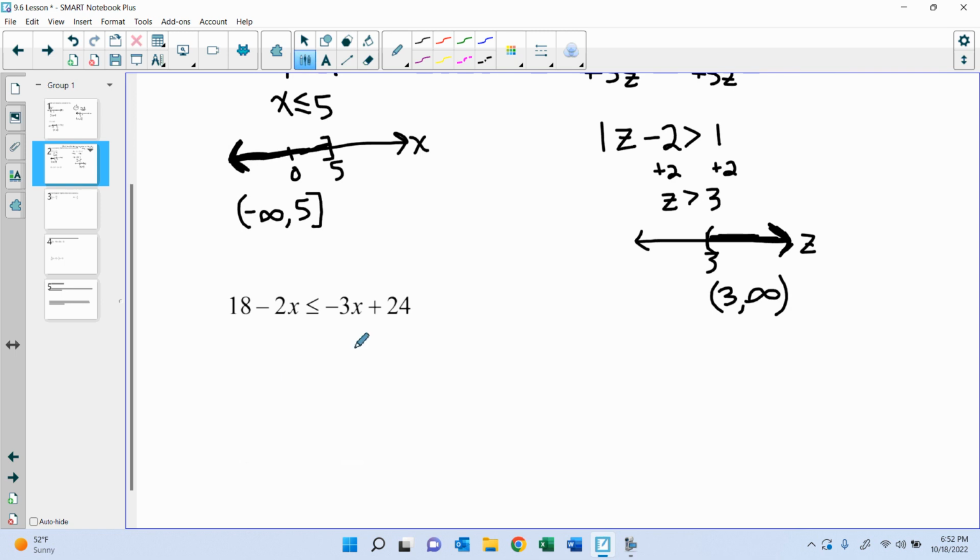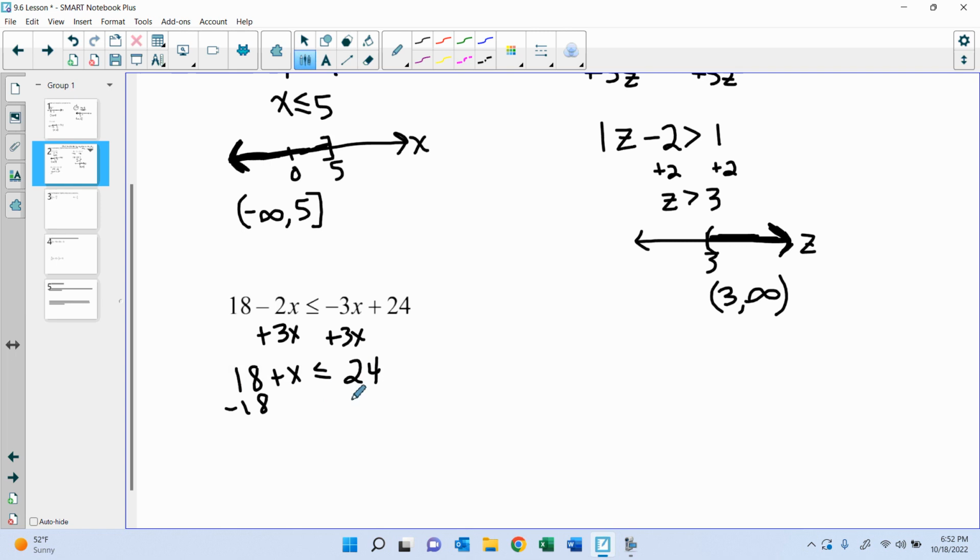So on this next one, we're going to do the same thing. We want it to end up positive, so we're going to add 3x instead of the other way, because this is what's going to help us end up with positive in front of our x. So we're going to have 18 plus x less than or equal to, because negative 2x plus 3x is 1x. Negative 3x plus 3x is 0, so I just have 24 over here. And then you're going to keep doing your normal steps.